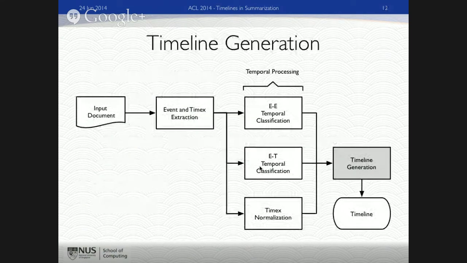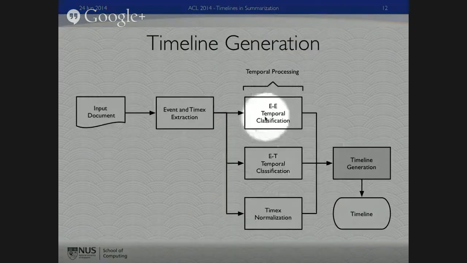So our timeline generation process is really simple. We take an input document, and again, this is done per input document. We do event extraction, which basically means verb predicates. Okay, we identify predicates, extract those. We also identify time expressions, TimeXs, in the same way that TimeML, if you're familiar with that, standard does. Okay, after we've done that, we do our temporal processing, which has 3 steps.